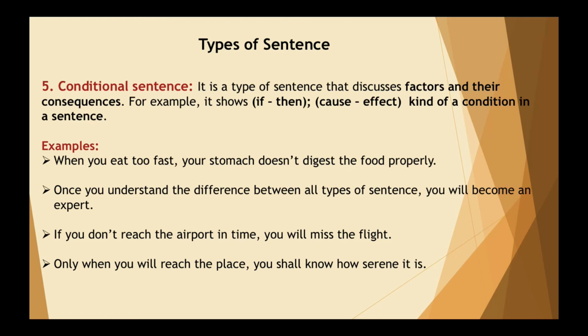If you look at the second sentence, it says that only if you understand the difference between all types of sentence, you will become an expert. Meaning that you will not become an expert until and unless you understand the difference between all types of sentence. So if any condition is applied, it is a conditional sentence, okay? Another example would be, if you don't hurry, you will miss the class, all right? So all these conditions in a sentence make it a conditional sentence.